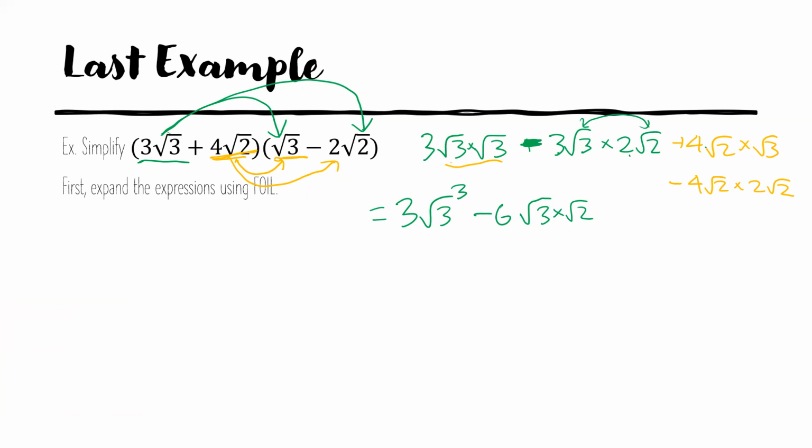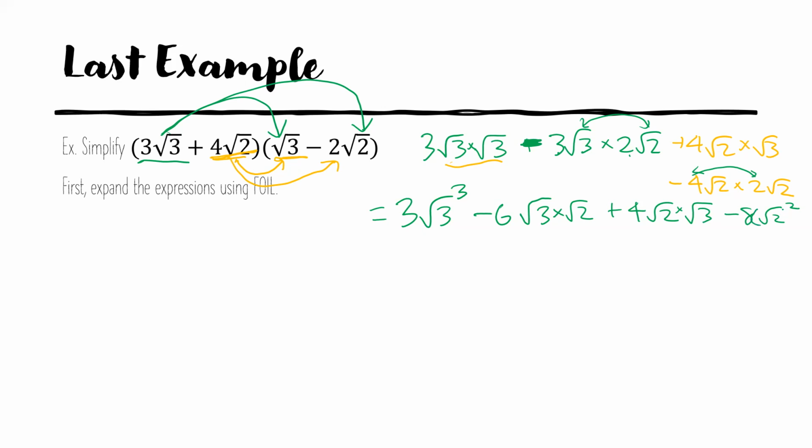The next part, I have 4 square root of 2 times square root of 3. There's not really much I can simplify so far, so I leave it as is. I can even leave it like that. And the last one, negative 4 times 2, I multiply the coefficients together. So negative 4 times 2 is going to be negative 8, and then I have negative the square root of 2 squared, right?